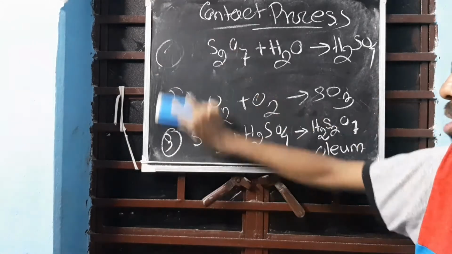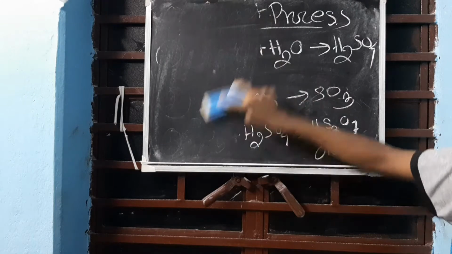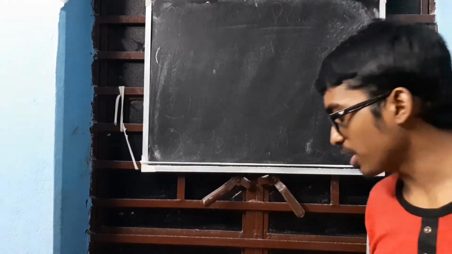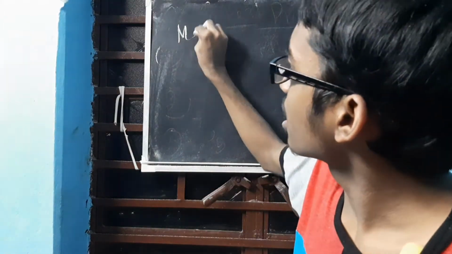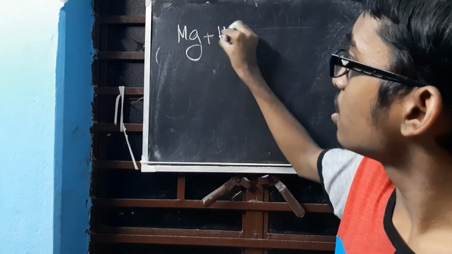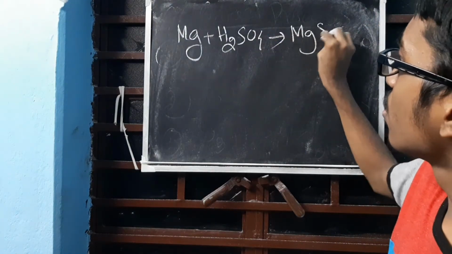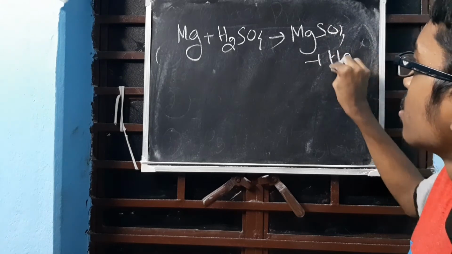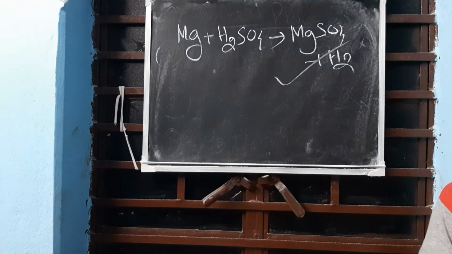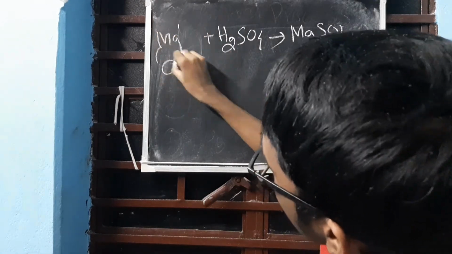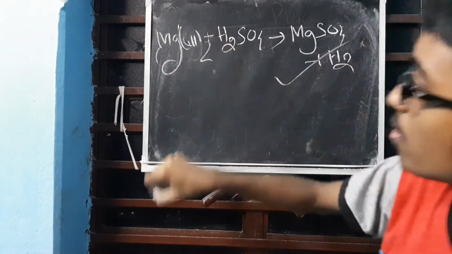Okay, first, suppose I give you a reaction. Let's take Mg plus H2SO4. What will you give the product as? MgSO4 plus H2. Correct? Clear? Understood? So they will release hydrogen. Okay. Next, instead of this, if I give you a small change, now what will be formed?